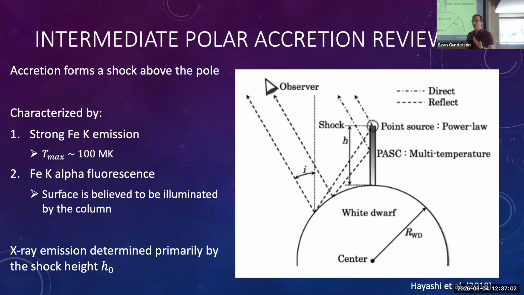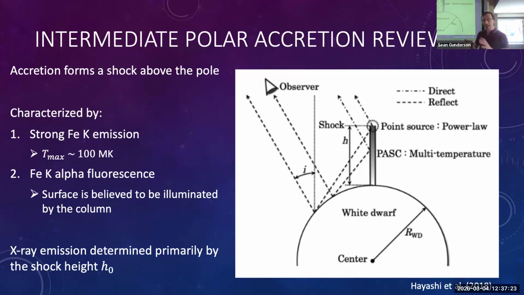We also get a lot of characteristic iron K alpha fluorescence, which is believed to be from reflection off of the white dwarf surface, or less common but also possible due to X-rays going back up the column before the shock. Can't really tell exactly where that's coming from, but those are the two main places it could be.